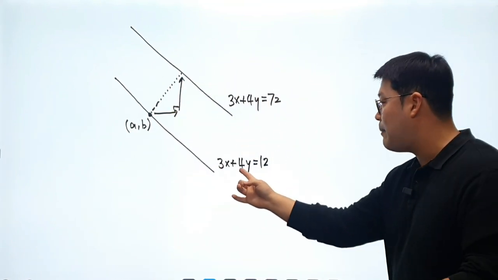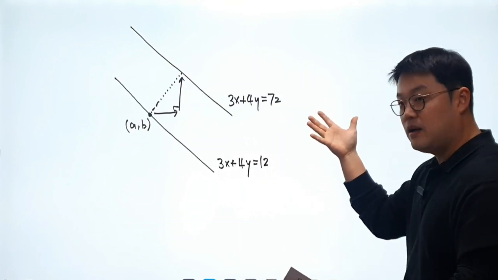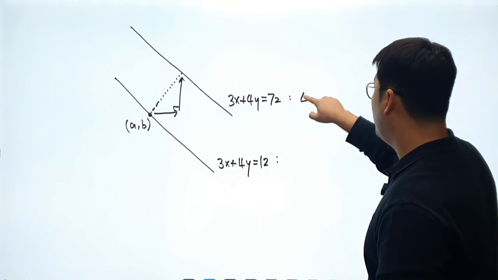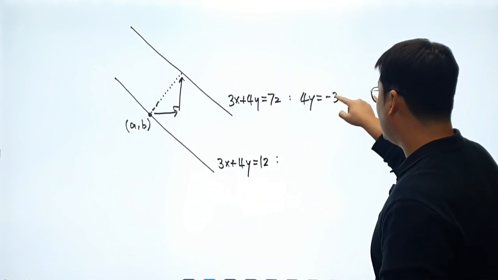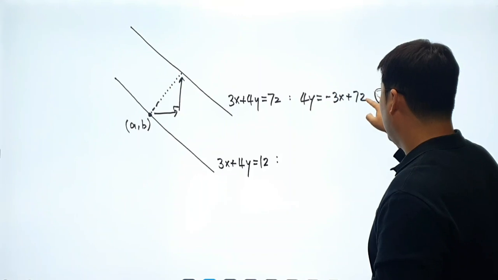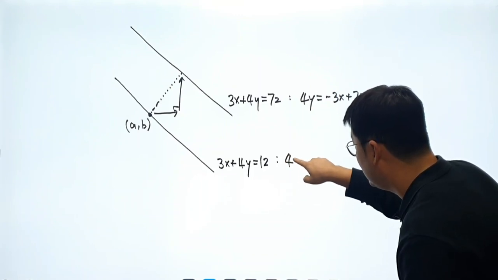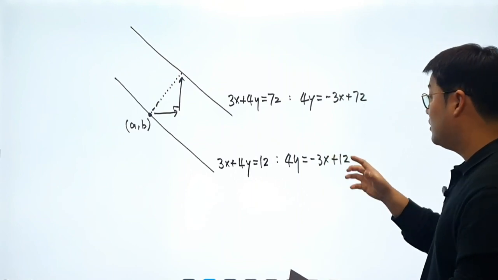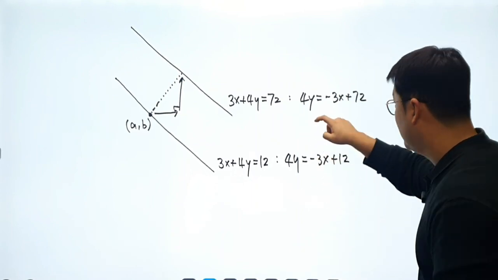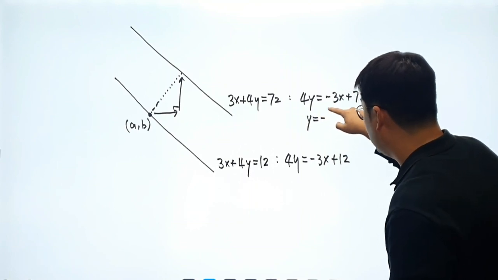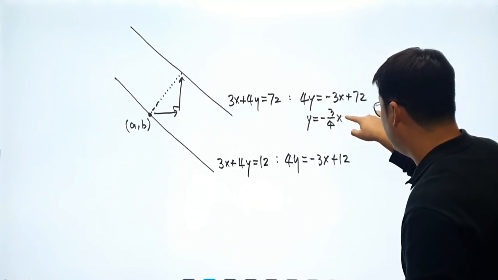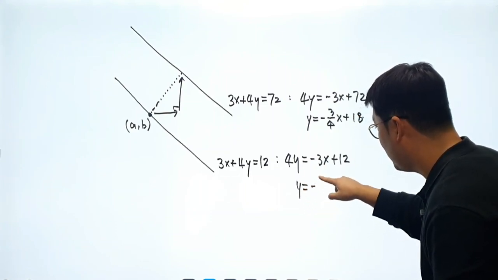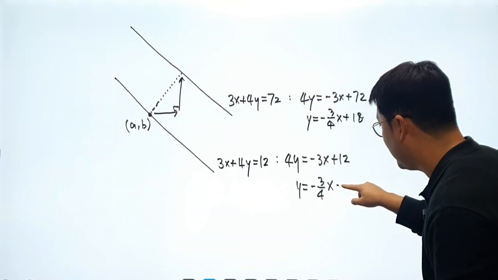So let's think about what has happened for this line equation, or that line equation. What is the slope of that line equation? You can say that 4y = -3x + 72, and you can also say that 4y = -3x + 12. Well, the slope will be -3/4. So y = -3/4 x + 18, and y = -3/4 x + 3, okay?